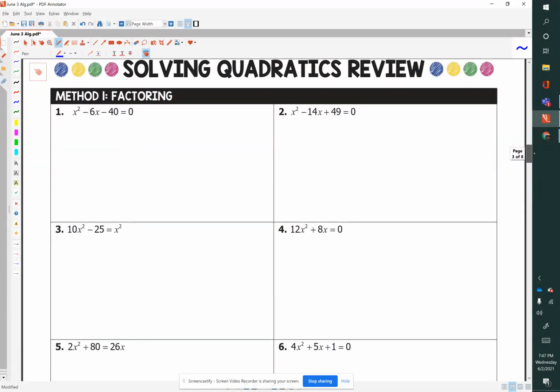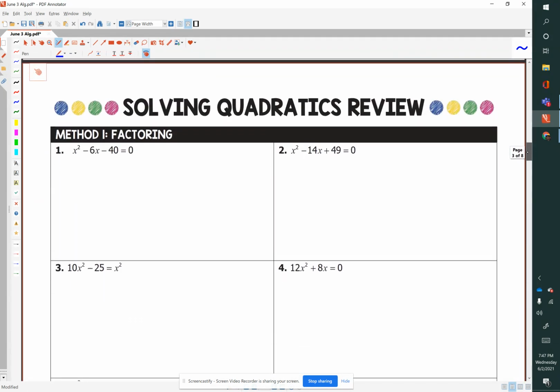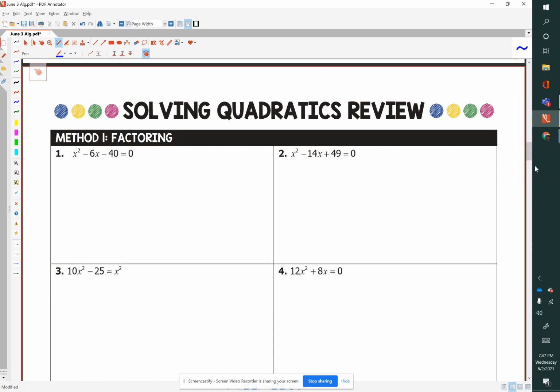So you've been doing a lot with quadratics. So we're going to take a look at these problems here. We're going to do about 10 problems today, and then I'm going to leave you to do the rest on your own. So method 1 we're going to work with is factoring. We need 2 numbers that add to -6 and multiply to -40. That would be a -10 and a +4, because when you combine those, they add to -6, and when you multiply them, you would have -40.